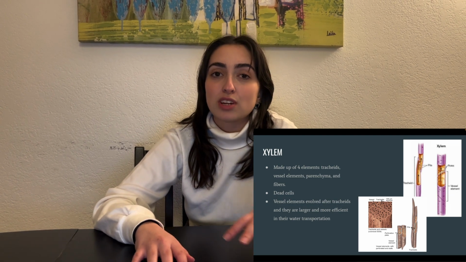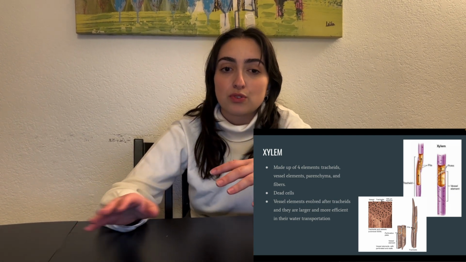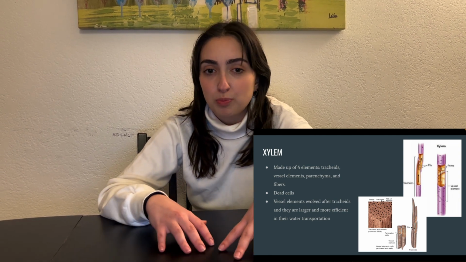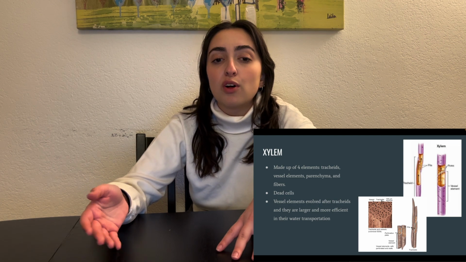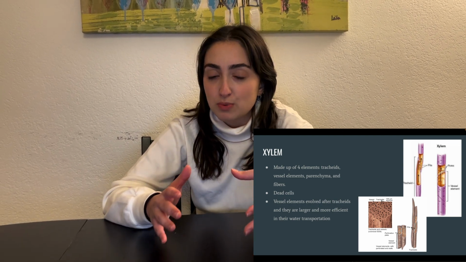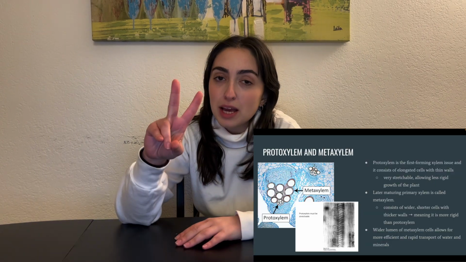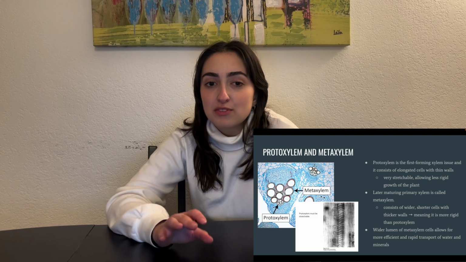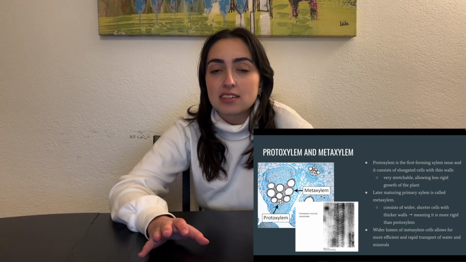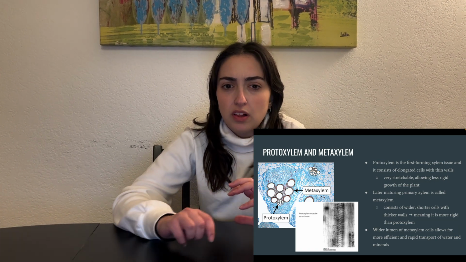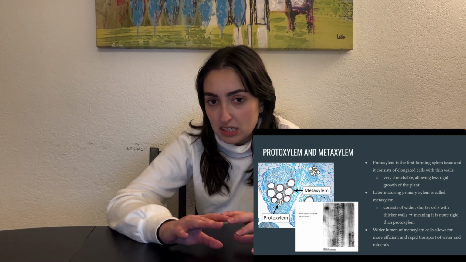The first type of xylem tissue that evolved are tracheids, which are responsible for transporting water. The cells are elongated, tapered, and connected through pits. Vessel elements evolved after tracheids, and they are larger and more efficient in their water transportation. There are 2 types of primary xylem, protoxylem and metaxylem. Protoxylem is the first forming xylem tissue, and it consists of elongated cells with thin walls. This makes it very stretchable, allowing less rigid growth of the plant.